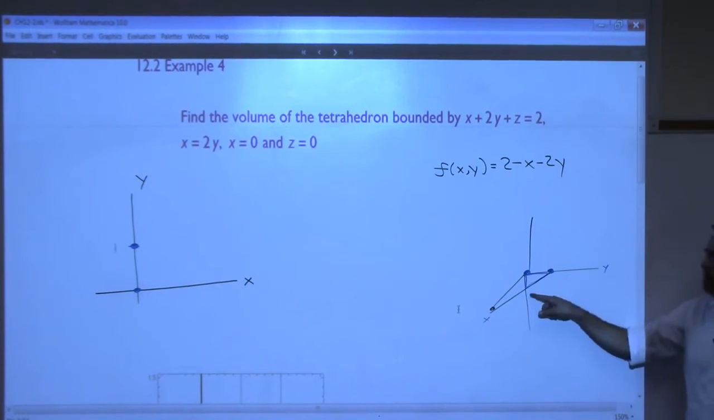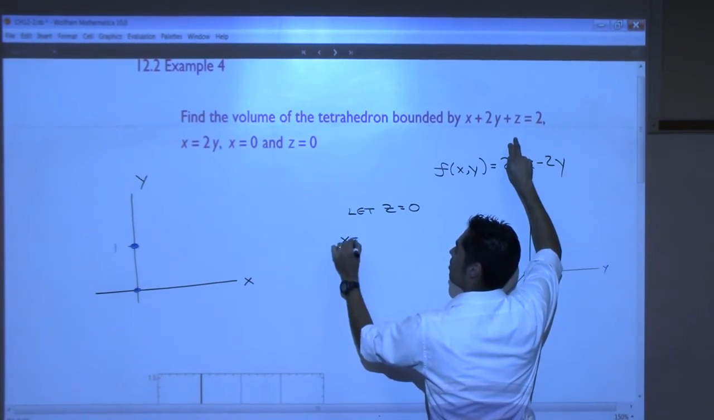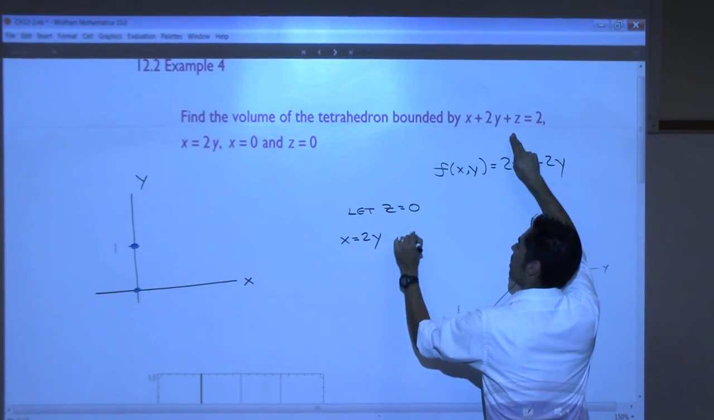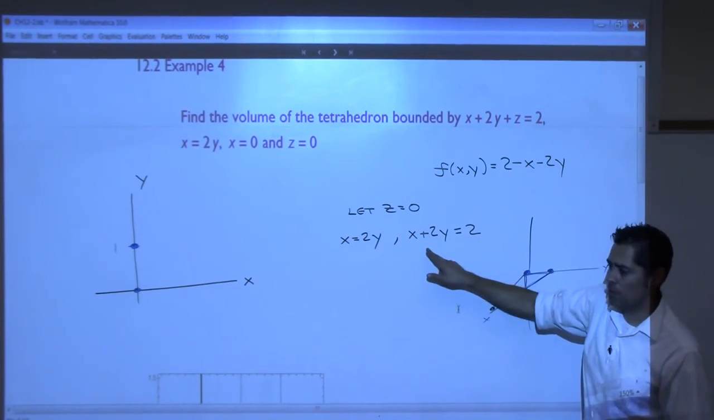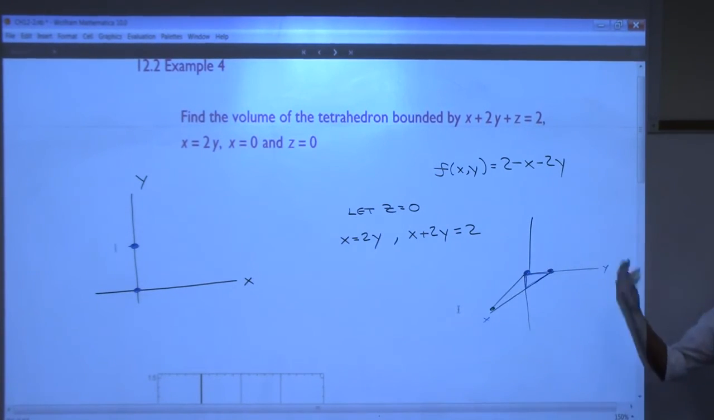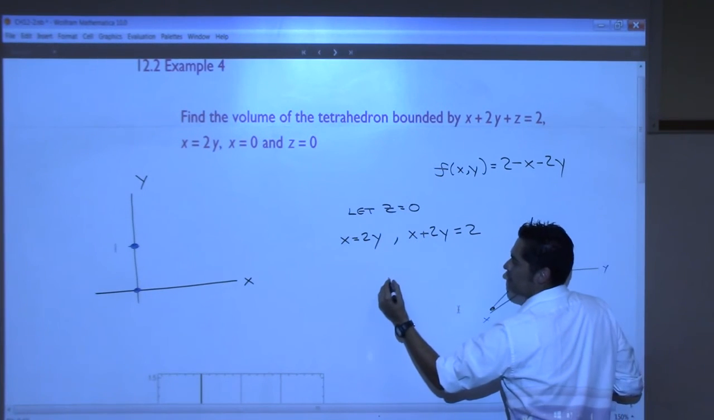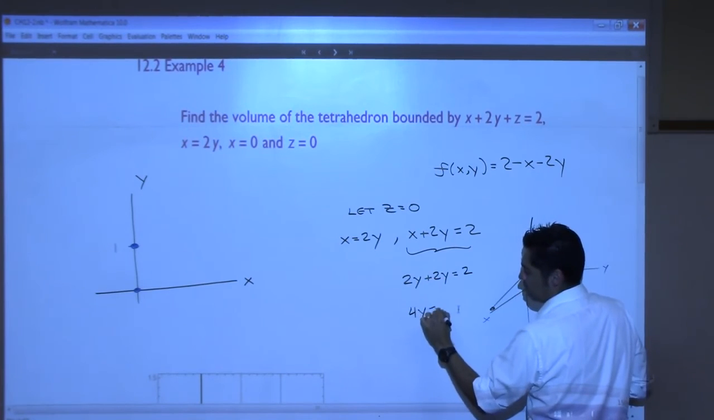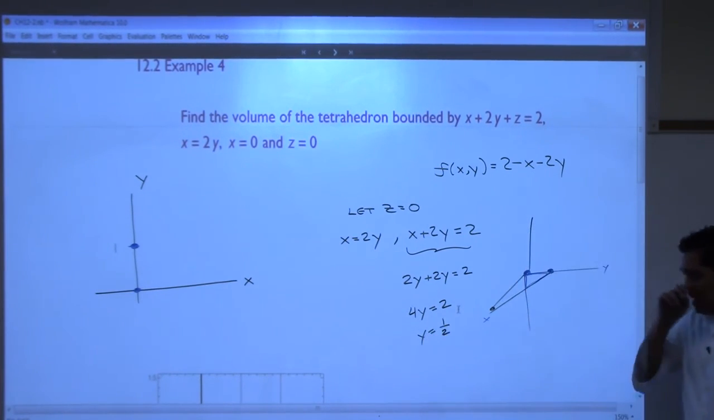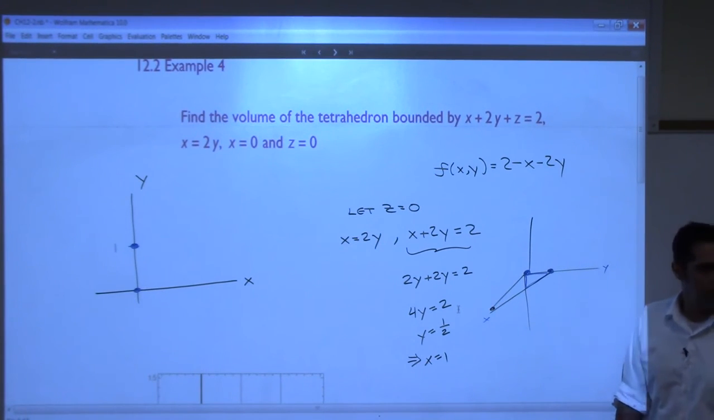Well, where they hit each other, they're both on the ground, the XY plane. So when they hit each other, z is 0. So I'm first going to let z be 0. That way I'm on the ground. The second equation, with z being 0, is x plus 2y equals 2, right? Two equations, two unknowns. I'll replace x with 2y. So 2y plus 2y equals 2, 4y equals 2, y equals 1/2. If y is 1/2, what's x? Which implies x is 1. So that's where they hit each other, at the point 1, 1/2.